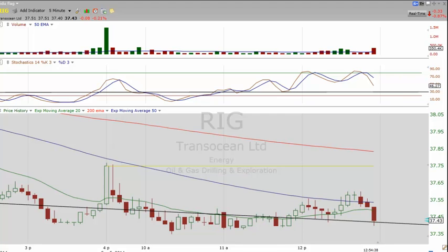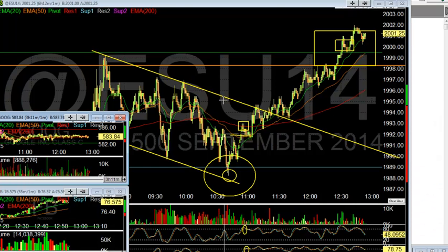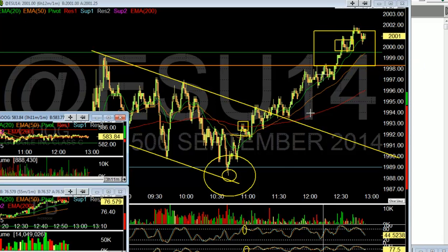But let's see what happens here. BP had a little pop, RIG had a little drop, and the market here went right up through the pivot area. S&P chopping around 2,000. S&P at 2,002 right now. We're going to continue to watch this, but again, understand that these are the time frames you're looking at.